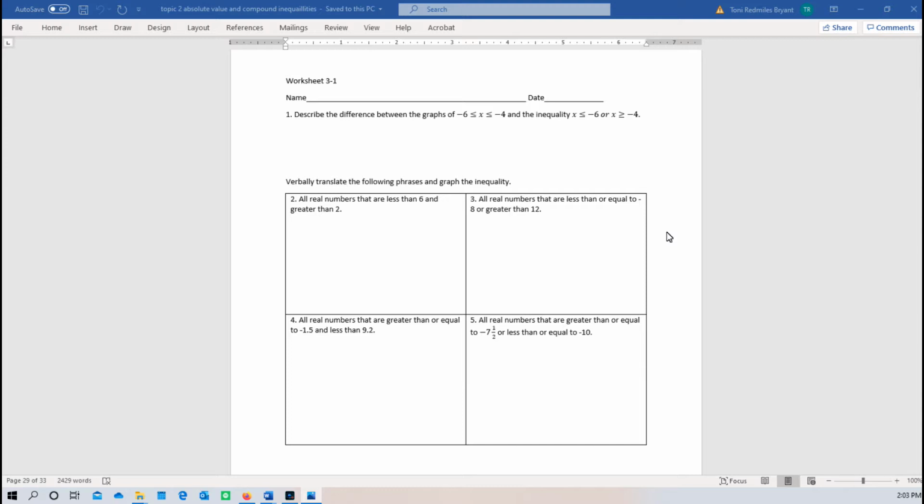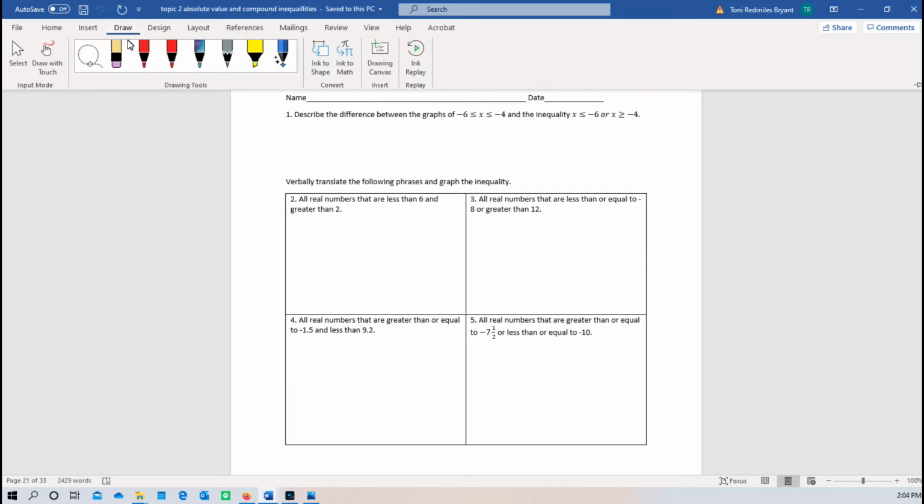So in our first question here, it says describe the differences between the graph of -6 is less than x, and x is less than or equal to -4, and the inequality that is our or inequality, x is less than or equal to -6, or x is greater than or equal to -4. So let's go ahead and graph these ideas. Okay, that might help in our explaining of it.